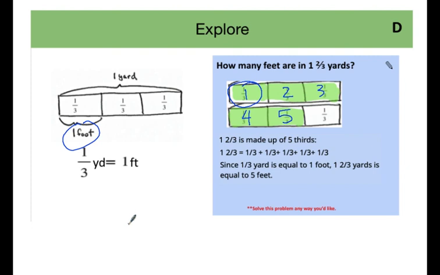Now, some of you might be saying, isn't there a way that I can solve this by multiplying or dividing? And there is. So we're going to take a look at that way too.